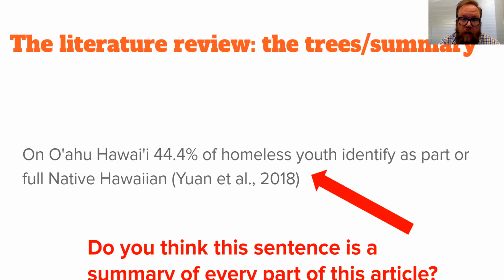So the name of the game is not so much summarizing a whole article, but summarizing some of the key points that are relevant to the conversation that you are having.